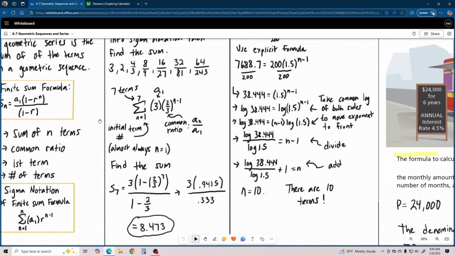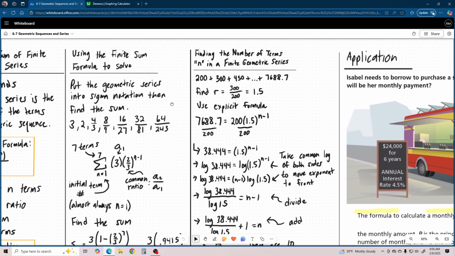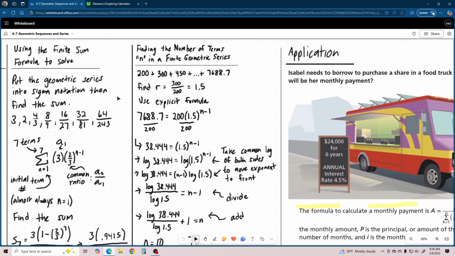So let's go and give it a shot. I'm feeling confident about this. Using the finite sum formula to solve, we're going to put the geometric series into sigma notation, and then we're going to find the sum. So this is our series here. These are our terms. There's no dot, dot, dot. It doesn't go on forever. It's just this. So we have 1, 2, 3, 4, 5, 6, 7 total terms.